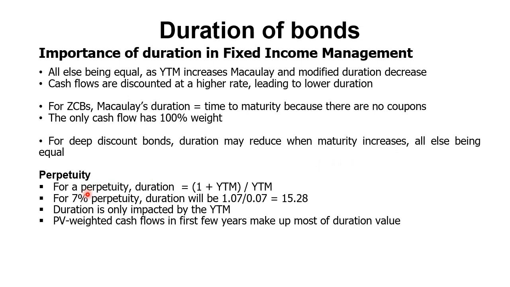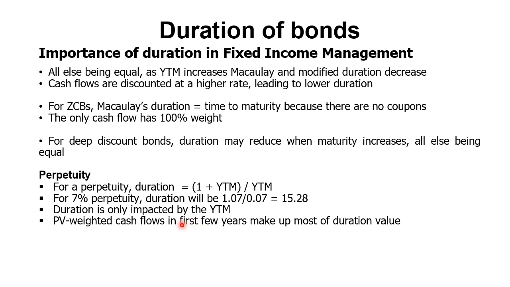For a perpetuity where the maturity is infinite, the duration is (1 plus YTM) divided by YTM. For a 7% YTM, the duration will be 1.07 divided by 0.07, which is 15.28. The duration is only impacted by the YTM.